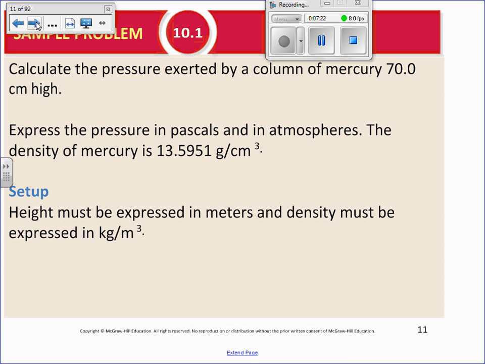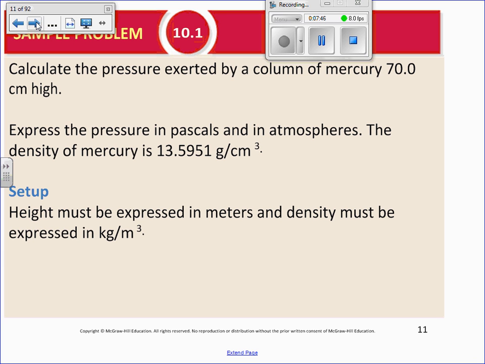So, an example: calculate the pressure exerted by a column of mercury 70 centimeters high. They want it in pascals and in atmospheres. The density of mercury is 13.5951 grams per cubic centimeter. I'm sure y'all knew that. So height must be expressed in meters, and density must be expressed in kilograms per cubic meter.